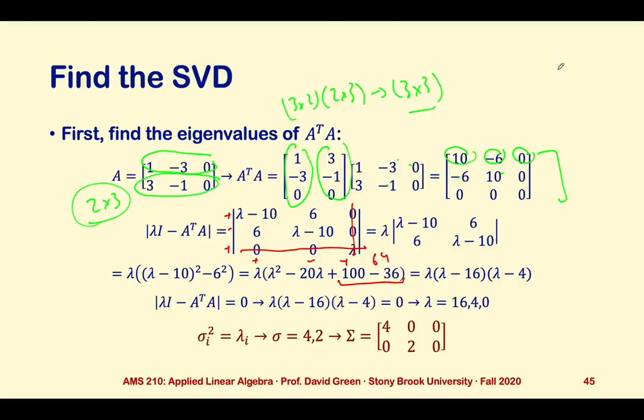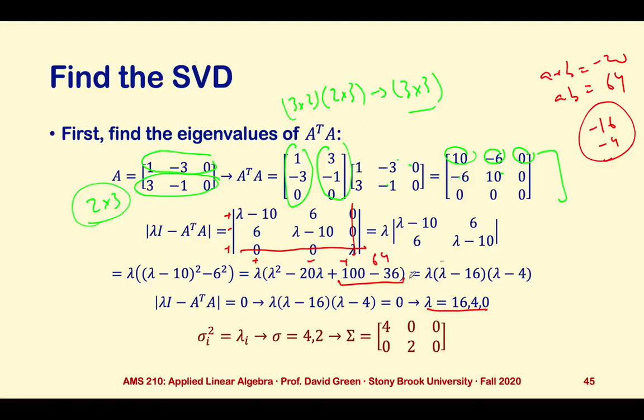So we're looking for a pair of numbers that add to give us negative 20, the negative lambda term here, and that multiply to give us 64. Negative 16 and negative 4 satisfy this. So we can factor this into lambda, lambda minus 16, lambda minus 4. Setting this characteristic polynomial equal to 0 gives us 3 eigenvalues: 16, 4, and 0. Now, these are the eigenvalues of A transpose A.